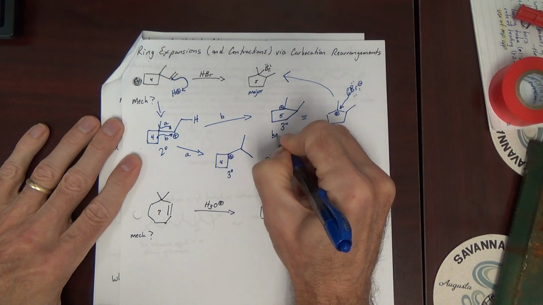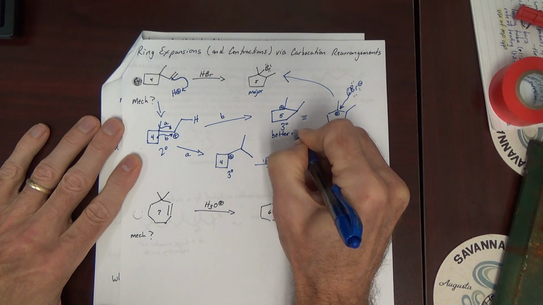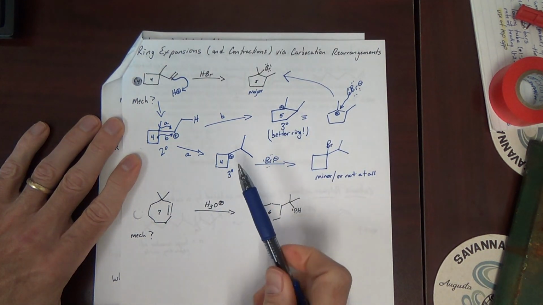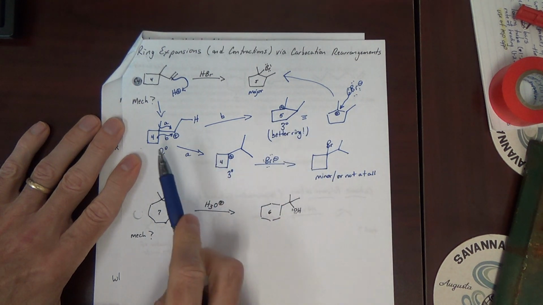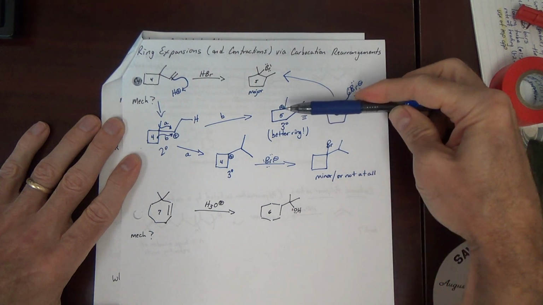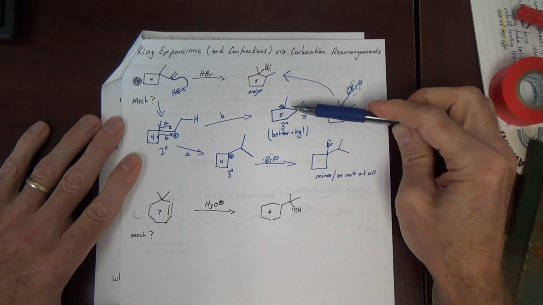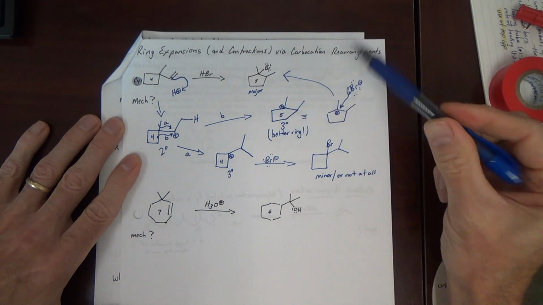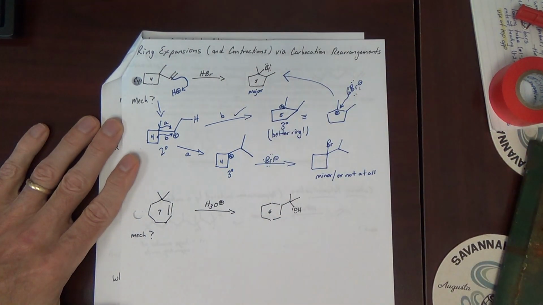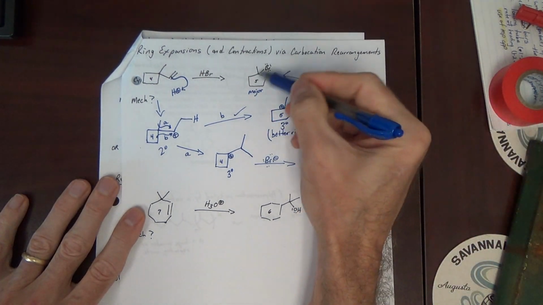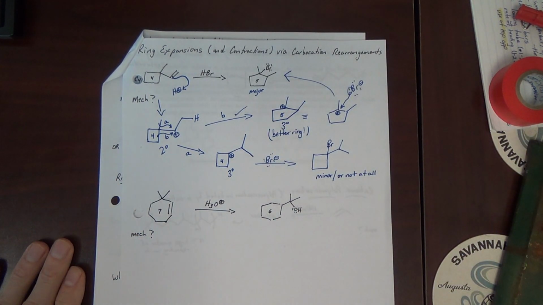And the answer is it's a better sized ring. You remember what your best size rings are? 5 and 6. So this rearranged to give a more thermodynamically favorable, a lower energy ring. So that's why that pathway is favored, and thus why this product is favored.